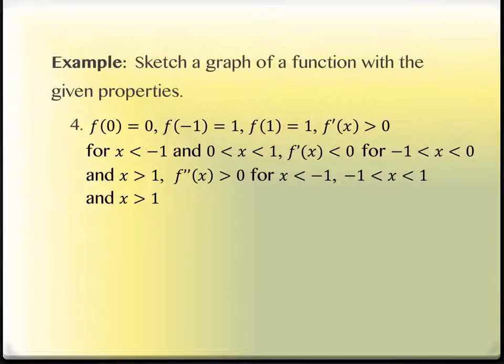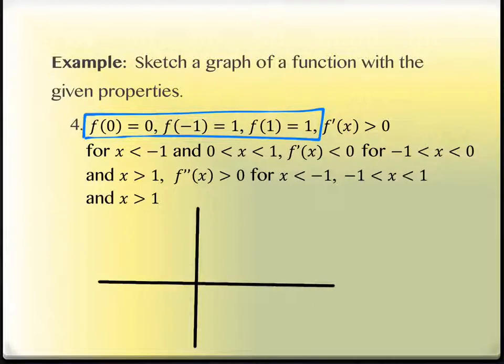What do the first pieces of information tell us? Points on our graph, right? x, y ordered pairs. So let's start with those. We're going to have a point at the origin, it looks like, again. We've got one, f of negative 1 equals 1. So something like this. And f of positive 1 equals 1. So all of those have to match. Those have to be those exact details on here.